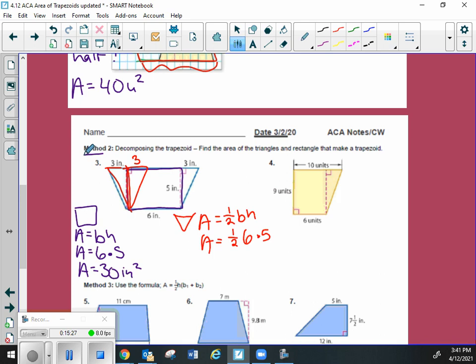How do you get 6 for the base? Again, there's 3 on this side and 3 on the other side. I'm putting them together to make 6. Mallory, yes, ma'am? That is one way to do it. What's another way that I could have done it? How could I get rid of that fraction in the first step?